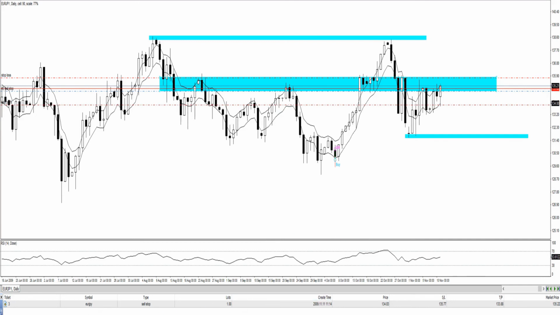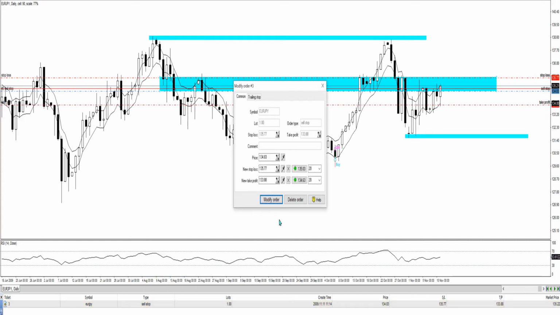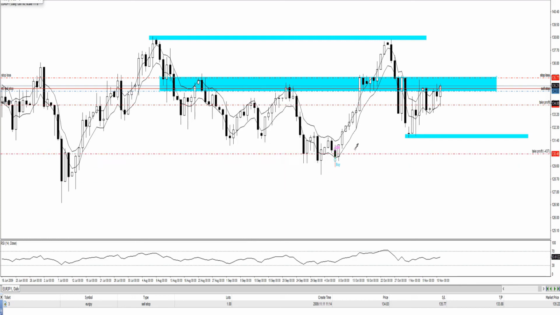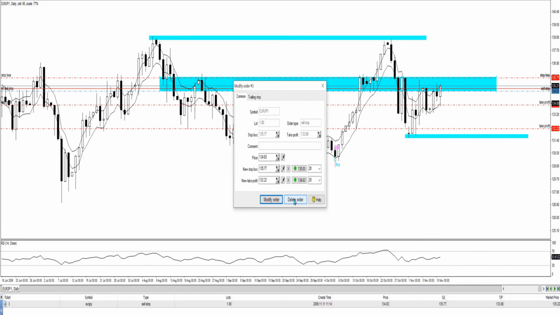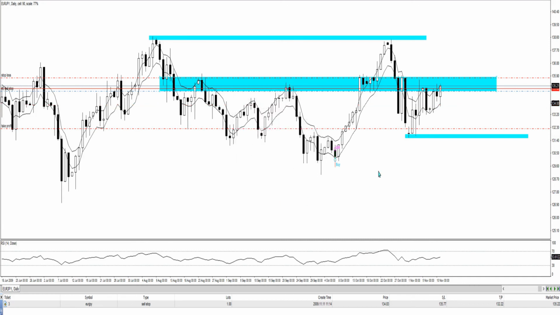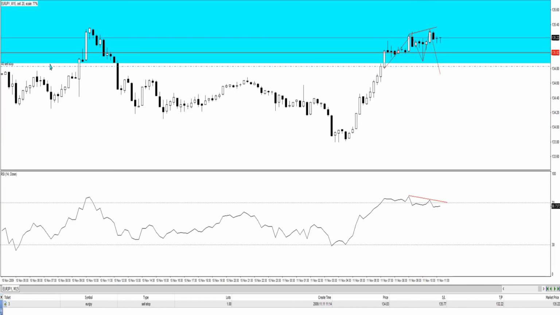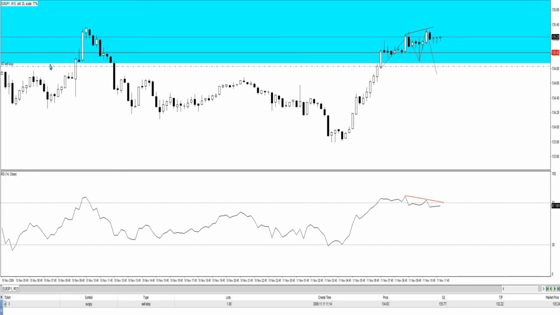Let me modify that order again so that we can get that take profit to a better spot. So there, let's put our stop. Let's put our take profit there. Now we have a very good risk to reward. Let's go back to our 15-minute and see what happens now. Feel much safer about our stop loss. Keep on going.